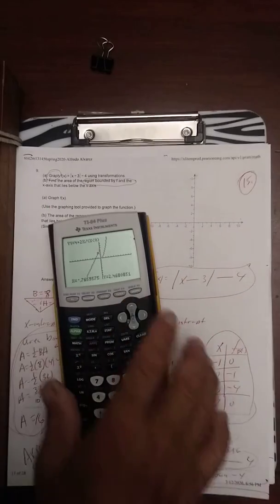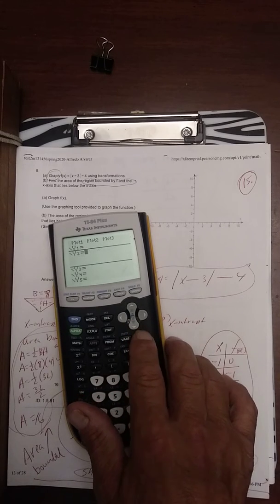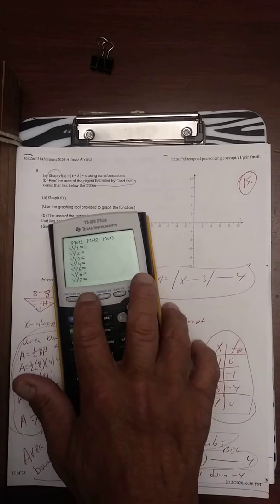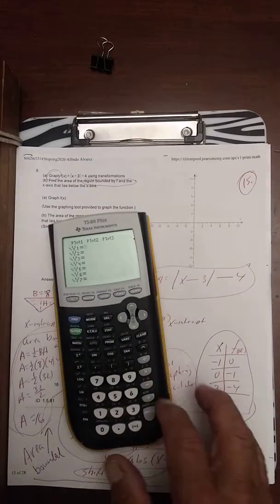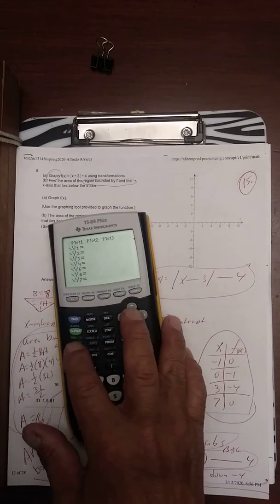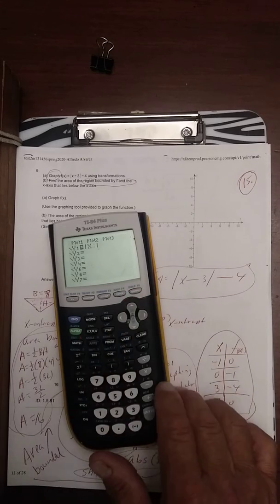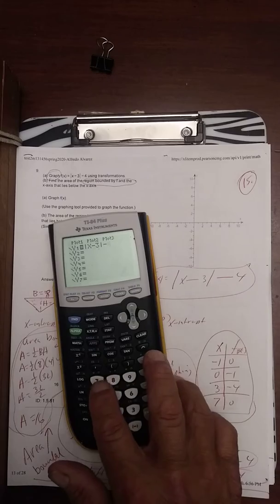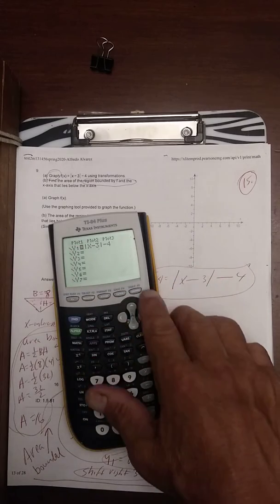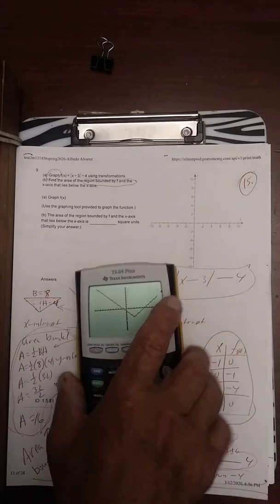This one. It says, well, let's graph it first. Let's clear it, and we're done. And let's look at the windows, that's fine. So now, absolute value of x minus 3. Let's go to math, numbers, abs right there, x minus 3, close the parentheses, minus 4. Hit graph, there it is. So, that's what it looks like.